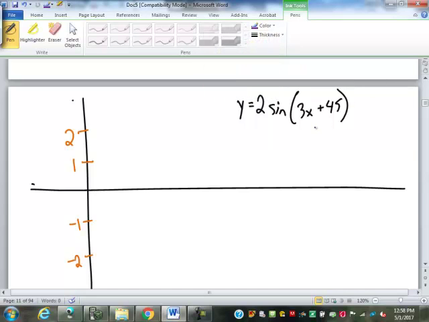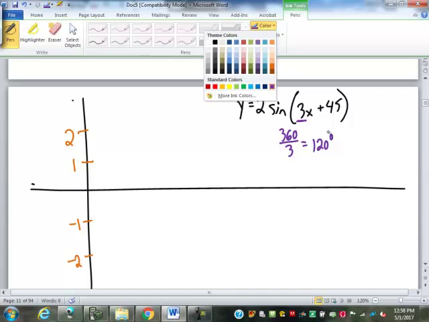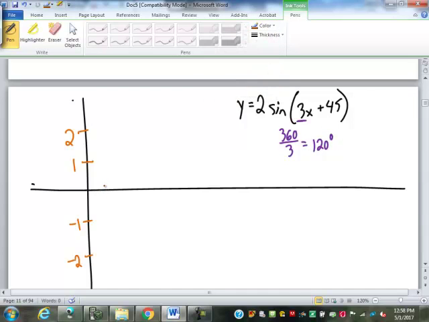What's our wavelength? This number determines our wavelength. 360 divided by that number is our wavelength of 120. So what that means is a full cycle in 120. So let's go 30, 60, 90, 120. So I'm going to draw this in now. So 120 would be a full cycle back to 0. So what I usually do is I do this. This is my full cycle.